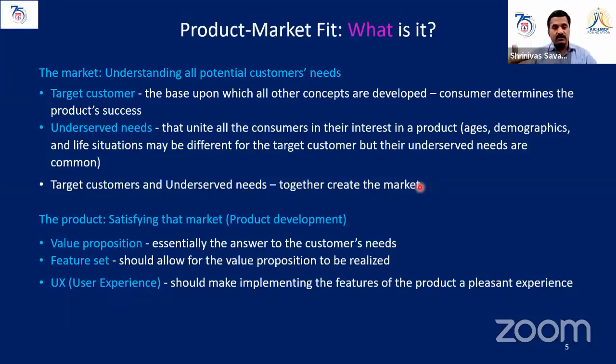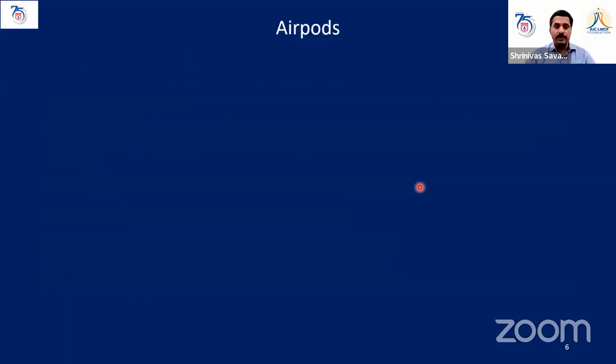The feature set. Now, these are the features of the product, and they will allow the value proposition to be realized. Means how the solution will be implemented, and of course, as we saw, the user experience. So one has to bring such features that you can implement this solution, and the users should get a pleasant experience when they are actually using the solution.